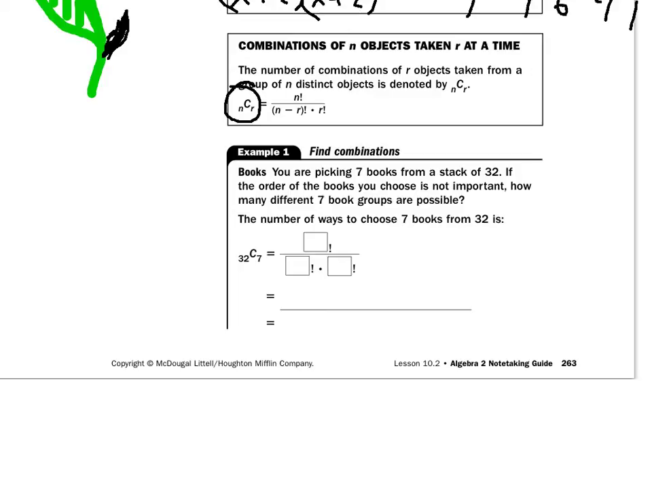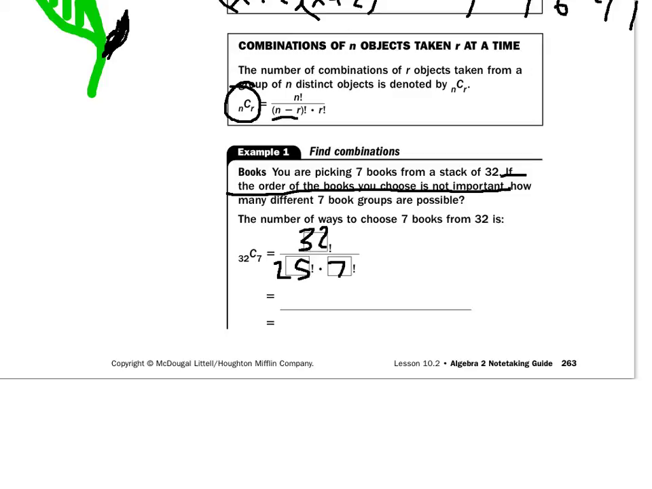So if we had 32 books and you want to pick 7 of them, and it didn't matter which order you picked them in. You see what it says here? It says, if the order of the books you choose is not important, not your favorite book first, or the book with a lot of pictures in it first, or less pages, you just pick 7 books. This is exactly how your calculator does the nCr. So it's 32 factorial over 25 factorial. That's 32 minus 7, times 7 factorial.